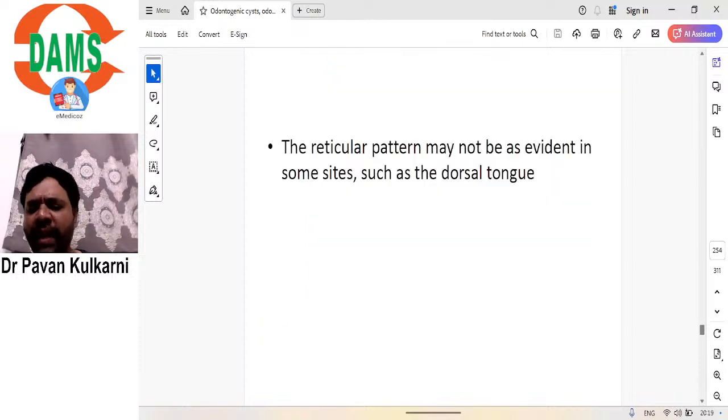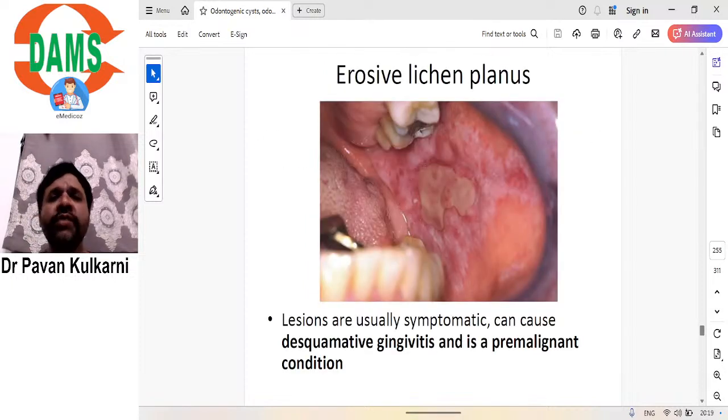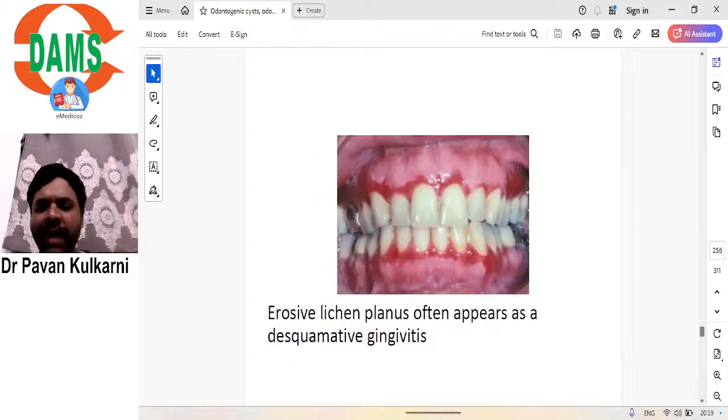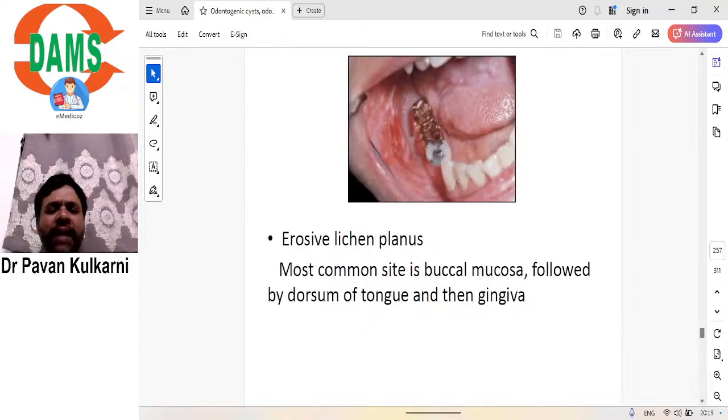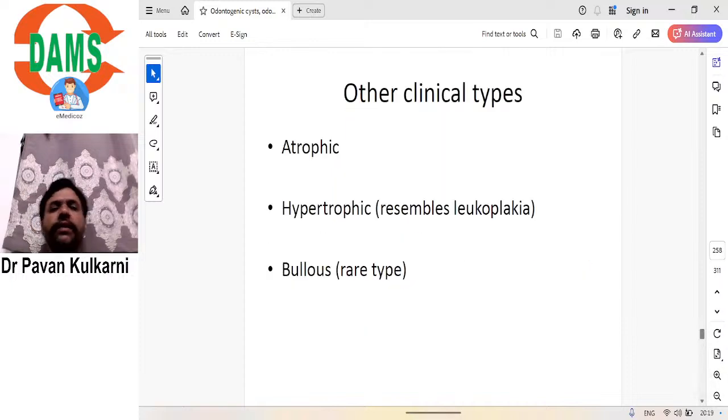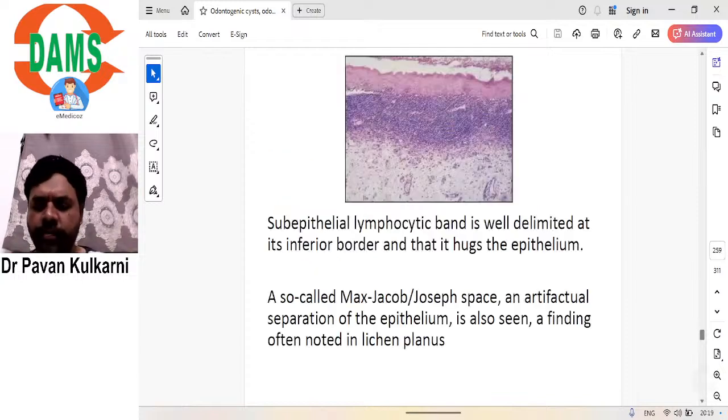We have another type of Lichen Planus also, that is erosive Lichen Planus, which is a red area. We have another called atrophic Lichen Planus, which typically manifests as desquamative gingivitis. We have reticular, we have atrophic, we have erosive. You have to remember that atrophic is the one which typically presents as desquamative gingivitis.